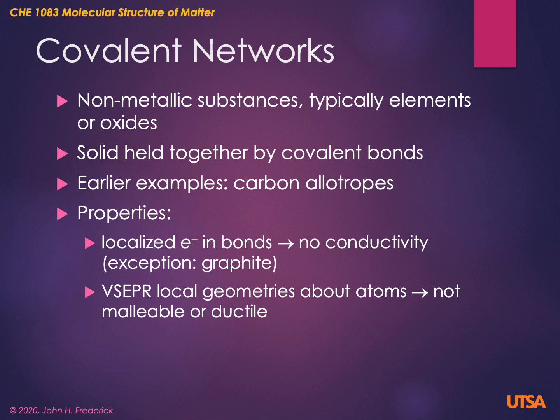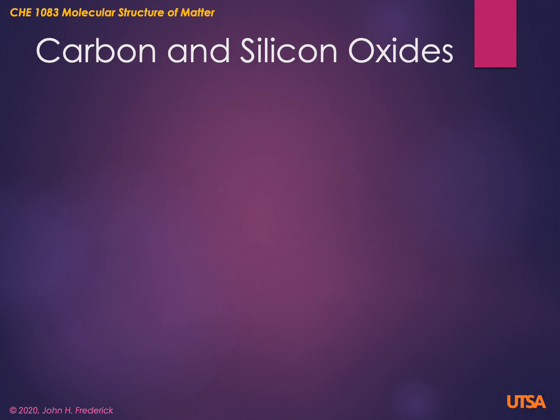VSEPR local geometries are the ones that are found among these covalent bonds. So these substances tend not to be malleable or ductile. They like to retain their shape. And in fact, in many cases, if you try to change that shape, you could actually break them or shatter them. They can be either hard or soft. So these are some of the things that distinguish these covalent network solids from the ones that we've seen.